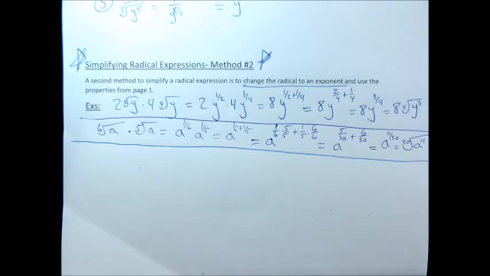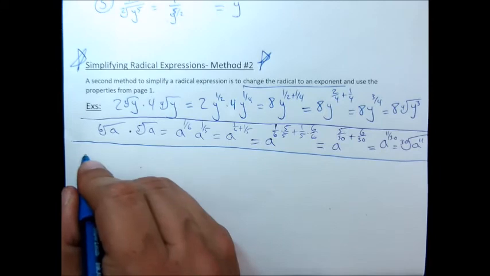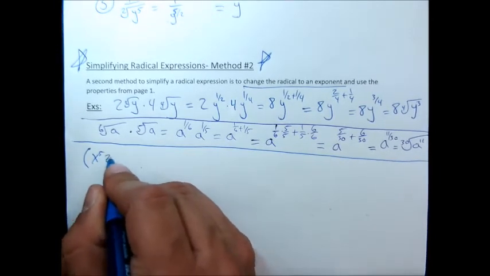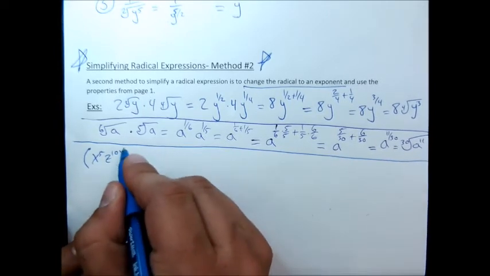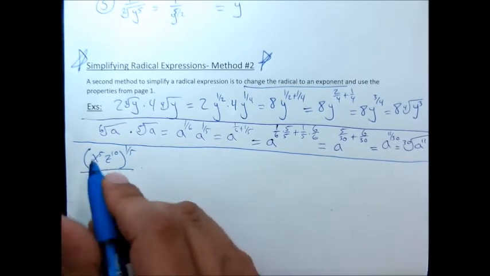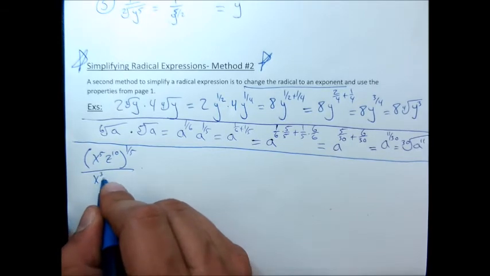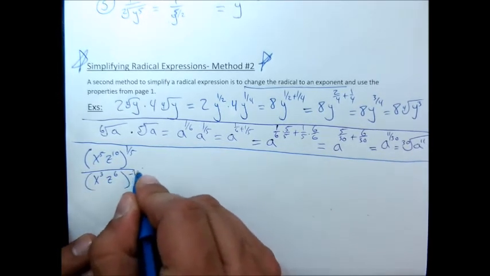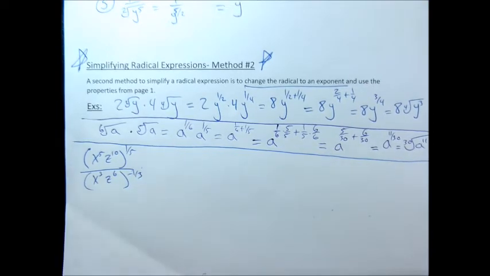I'll do one more and then maybe ask you to give one a try here. So let's do this one. Let's do x to the 5th, z to the 10th, all raised to the 1/5. This looks a little more like maybe a homework question. The minus 1/3 on the bottom there. Okay.